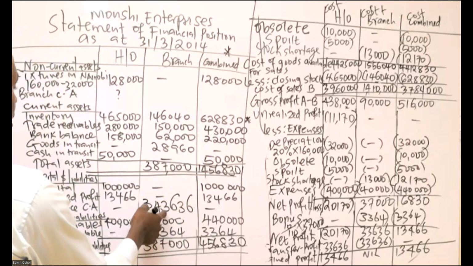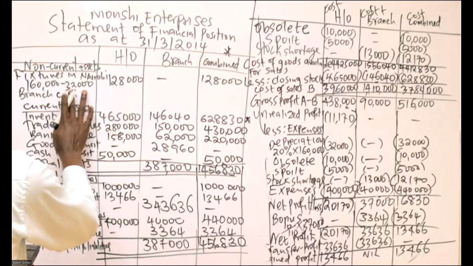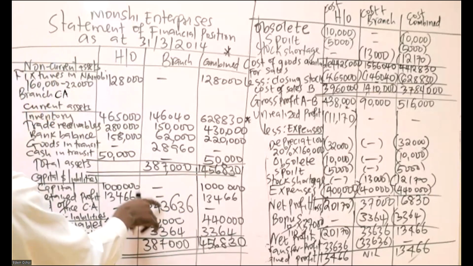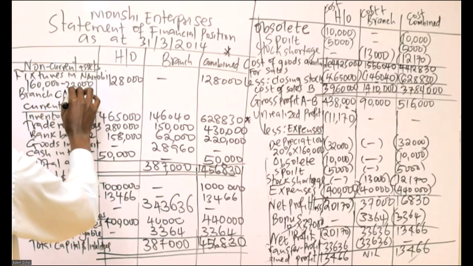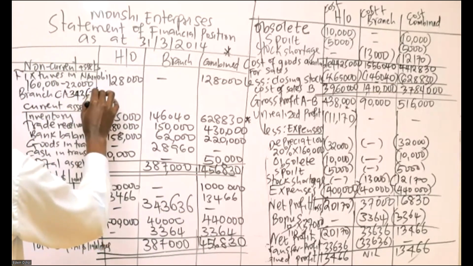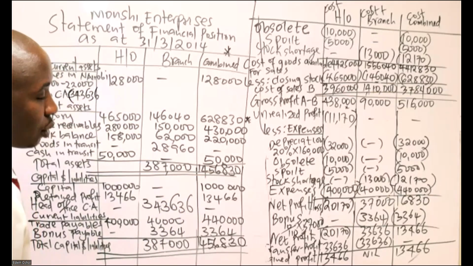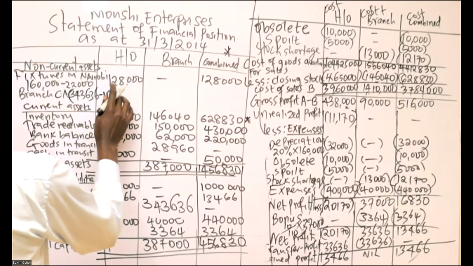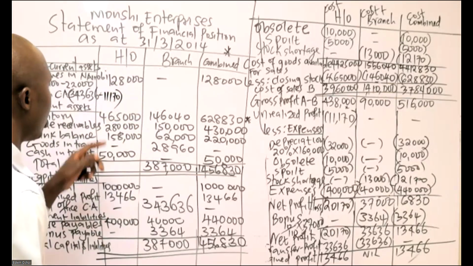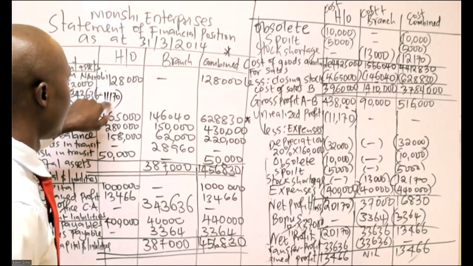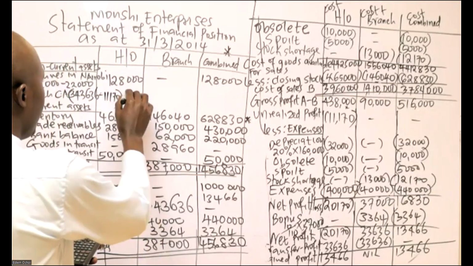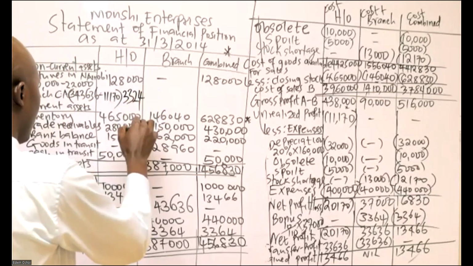So this head office current account and the branch current account are supposed to be the same and opposite to each other. But for the branch current account, which is maintained by the head office, we have to net the unrealized profit, because there was that profit which was overstated in the head office, the 11,170. There was that profit based on the closing stock of the branch and goods in transit. So if I minus 11,170, so this one would be 332,466.